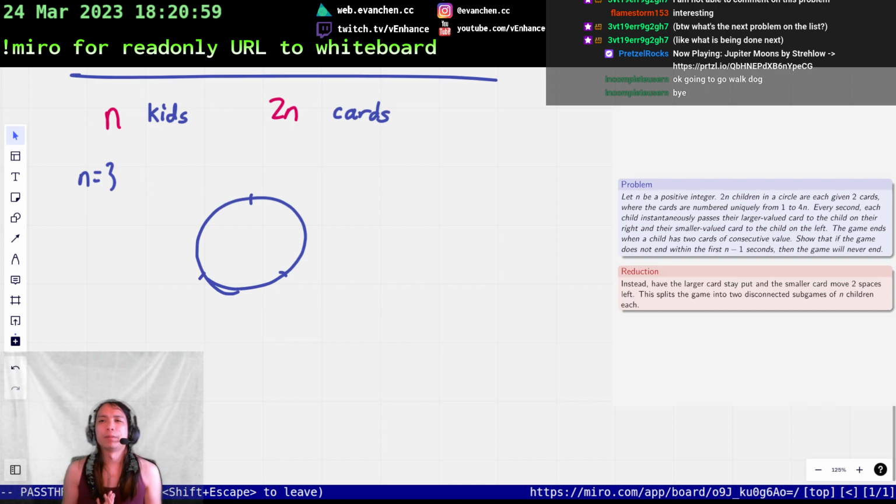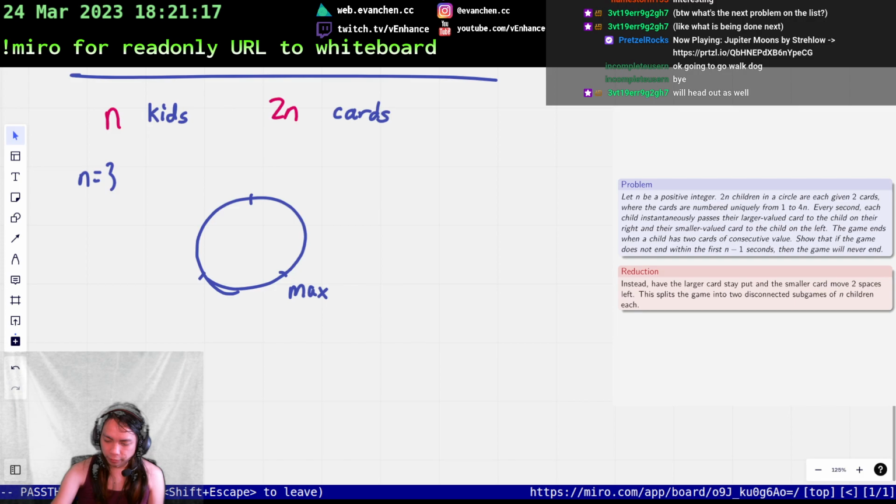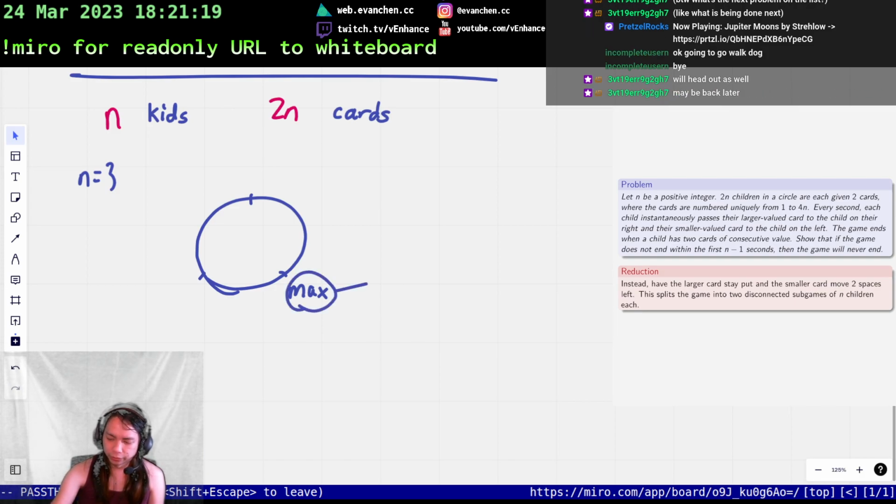Well, okay, here's what's gonna happen. Somewhere there's the biggest card, and the biggest card just never moves. So the other card gets passed around. And then you have the second biggest card, and it will eventually go. So this card stabilizes in 0 turns. So it stops in 0 turns.